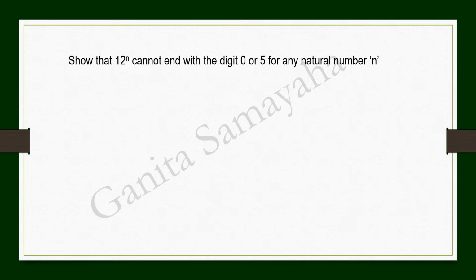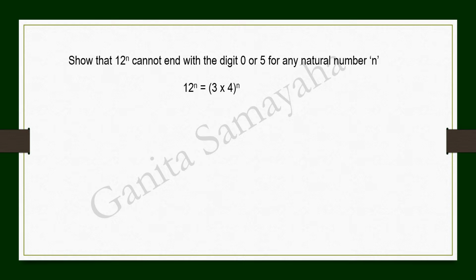Show that 12 to the power n cannot end with the digit 0 or 5 for any natural number n. So what do we do for that? We take this 12 to the power n and factorize it and then logically argue and say whether it can end with 0 or 5.